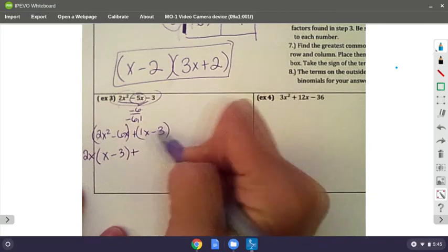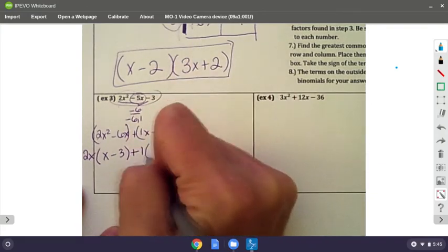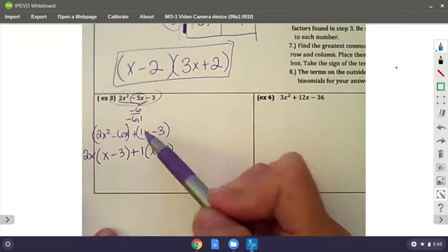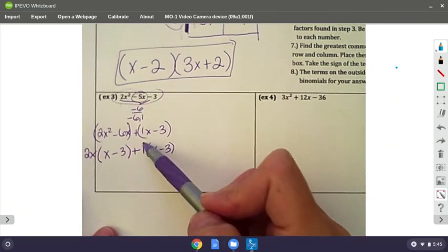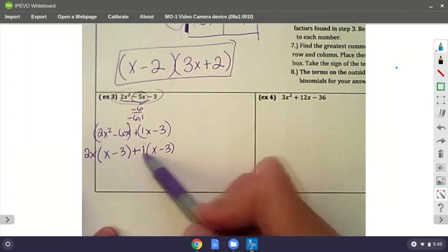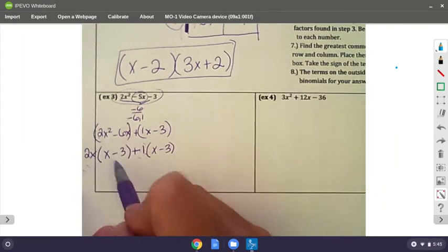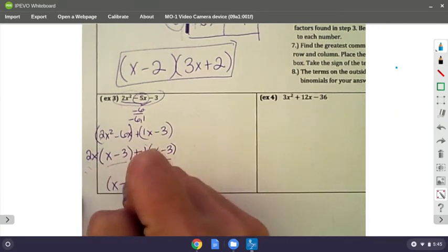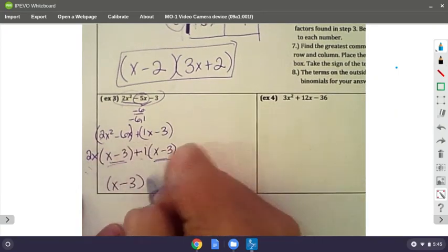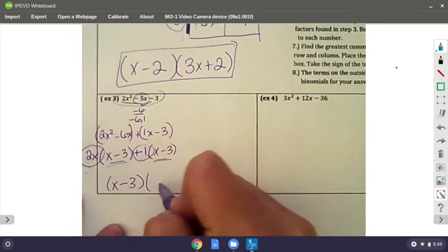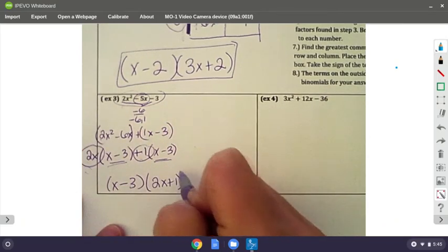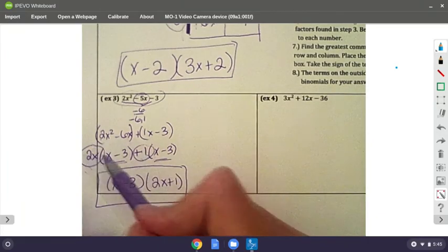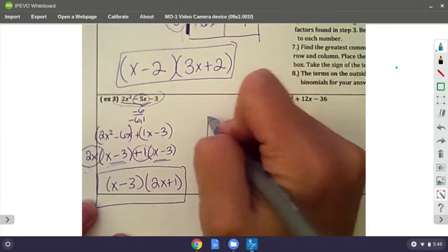Here, the only GCF is 1, which you do have to take out in this case. The reason you have to take out the 1 is because if you didn't, this 2x wouldn't have a number to go with it for the answer. Notice how these repeat. That's what you want. So for your final answer, it's x minus 3, the repeated one, and then the GCFs become 1, 2x plus 1. And that's your answer. I'm going to do this same problem using the box method over here.